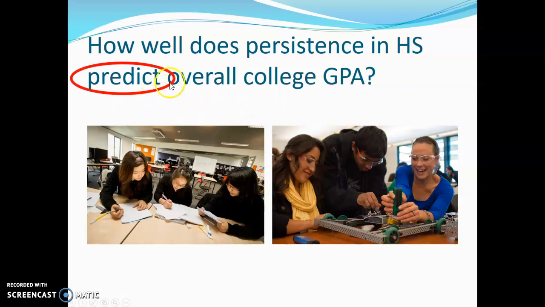And notice this word predict. This is just saying there's some kind of correlation. This is a great question for a regression or for a correlation. Regression in particular, because we want to actually make a prediction. We want to be able to say, oh, okay, early in high school, this student's persistence level was this. Based on that information, we're going to predict that their college GPA is going to be this. So this is the perfect scenario for a regression.